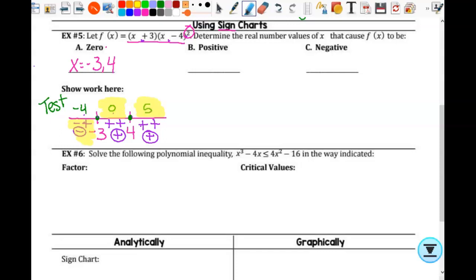So now I can answer the B and C part of this. When is my function positive? When is it negative? So my function is positive between negative 3 and 4. I cannot include negative 3 and 4 because those are zeros. Right? And 0 is not positive. So it's positive from negative 3 to 4. And then I can't include 4 because it is a 0, but then it's positive again between 4 and infinity.